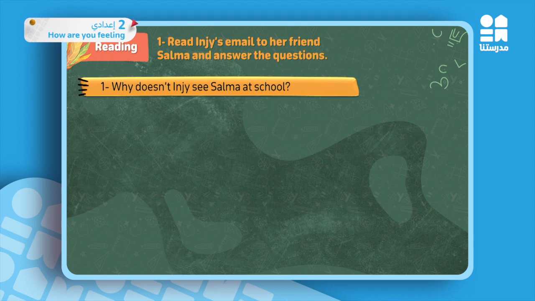Why doesn't NG see Salma at school? Can you guess why? According to the passage we have just read, or according to the email we have just read? Yes, of course, because Salma is not anymore in the same school as NG. Salma has moved to a new school, okay? So she's not in the same school. هي مشيت من المدرسة already.